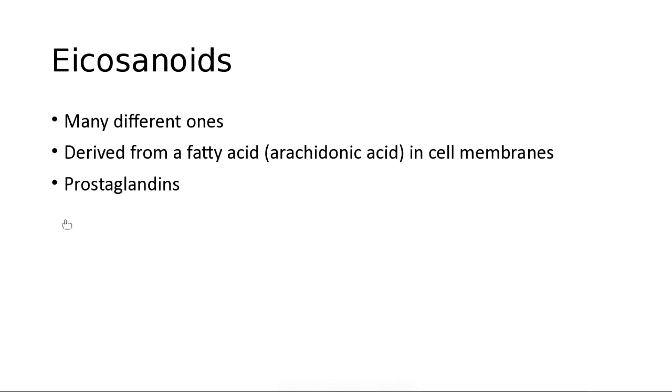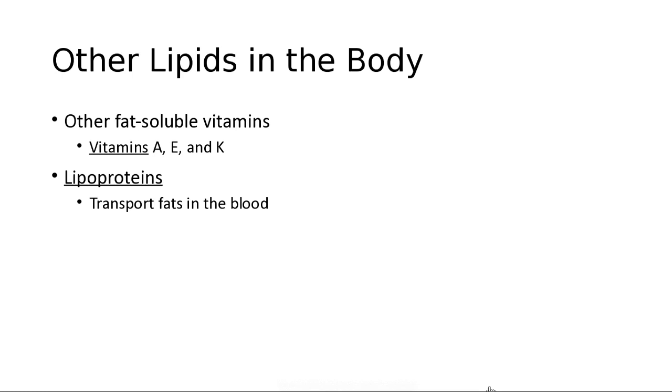Prostaglandin is one we talk about because it is involved in inflammation. It is an instigator of inflammation. Other lipids in the body are the fat-soluble vitamins: vitamins A, E, K, and vitamin D, which is not listed here, D3. Also lipoproteins that transport fats in the blood.